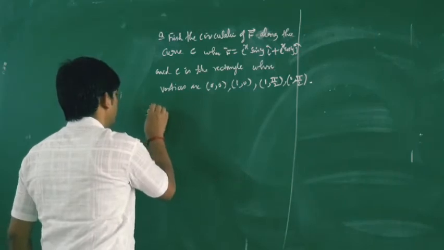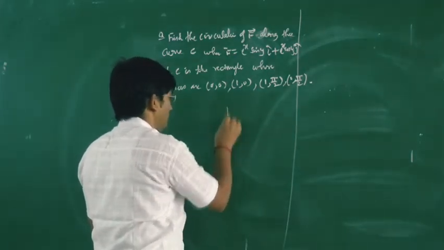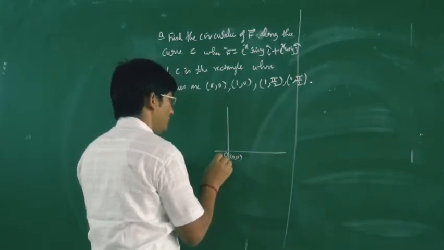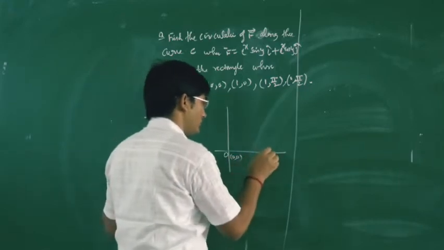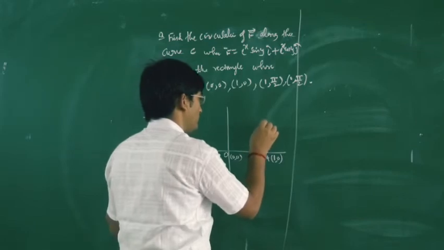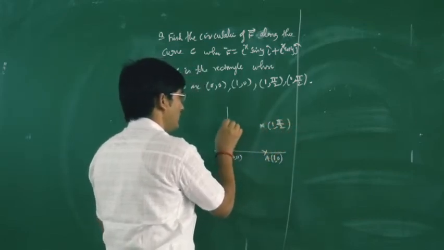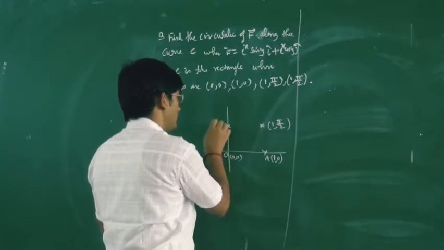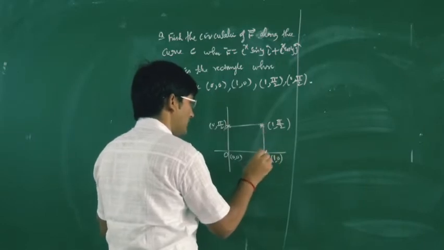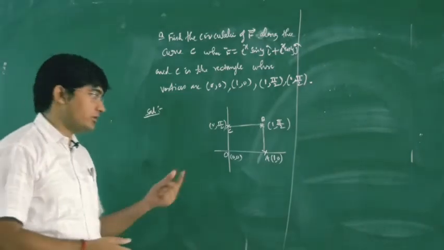So solution, let us draw the rectangle. The first point is the origin, so this is O. Then we have (1, 0), so this is (1, 0). Then we have (1, pi/2), so this point is (1, pi/2). Then we have (0, pi/2), so this will be (0, pi/2). So we have the rectangle OABC.